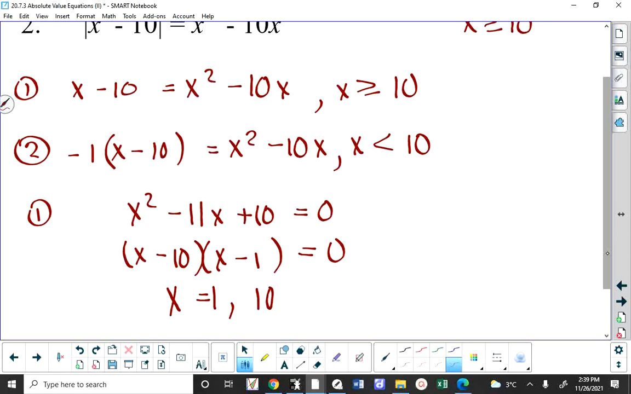Is 1 a valid solution? No, because it's got to be greater than or equal to 10. 10 is way over here on a number line. 1 is not even close to 10. So we get rid of that. It's not a valid solution. But x equals 10 is, it is in the domain x is greater than or equal to 10.